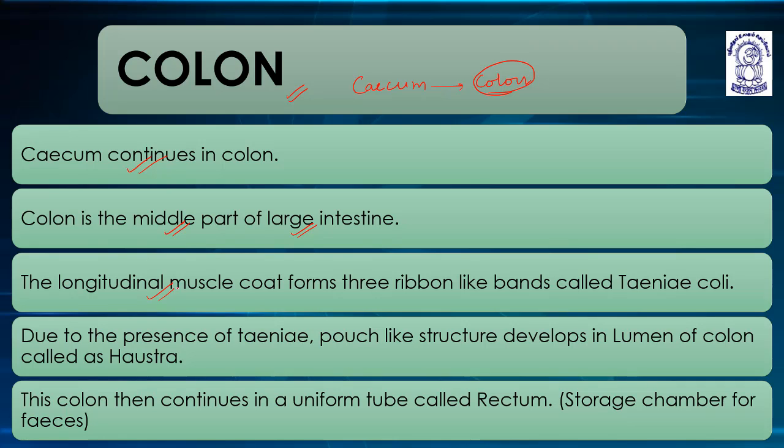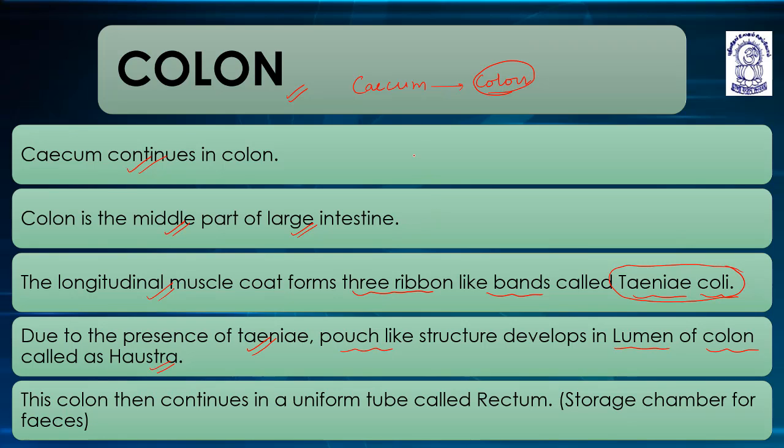The coat of longitudinal muscles forms three ribbon-like bands known as taenia coli. Please remember this term, it is a very important term. Due to the presence of taenia coli, a pouch-like structure develops in the lumen of the colon, known as haustra.